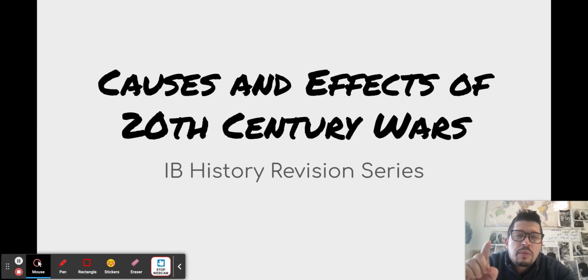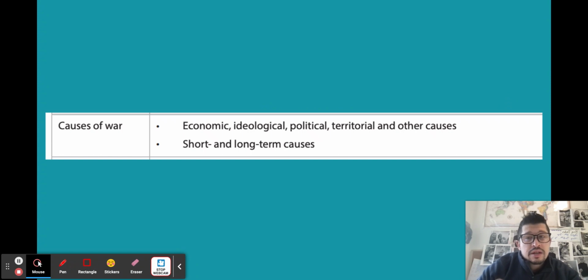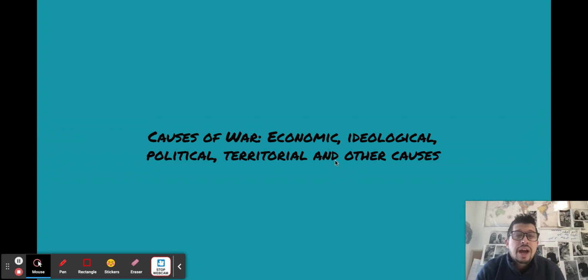We are going to look at another paper two topic, probably the last paper two topic we do before I transition to some paper three stuff, and it's causes and effects of 20th century wars. This episode is going to focus on World War One, and on this first bullet point from the IB guide, which I wrote out right here: economic, ideological, political, territorial, and other causes of the First World War.